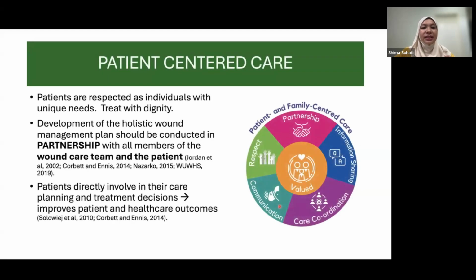Okay. Bila kita dah ada holistic care plan ni, don't forget about the patient-centered care. Patient-centered care ni bermaksud kita dah ada plan, kita kena develop a partnership between wound care team dengan patient. Because setiap patient different. Setiap patient unique. Tak sama cara kita treat them. So, kena kenali patient anda. And study dah menunjukkan patient yang actively involved dengan dia punya treatment plan, they will have a better outcome.